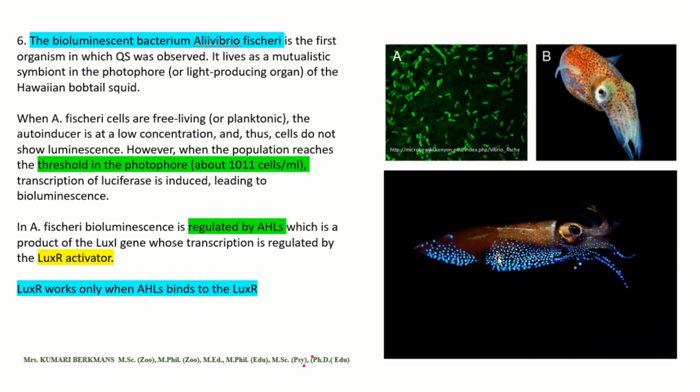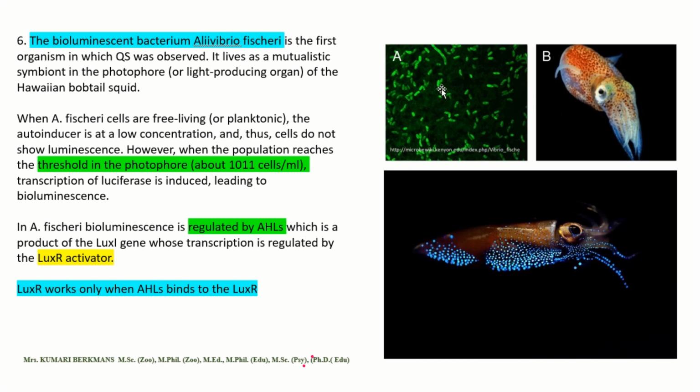Usually where does this bacteria live? Aliivibrio fischeri lives in the body of the squid. It is more than commensalism; we can see this is a mutualistic symbiont in the photophore of the squid. That squid is called the Hawaiian bobtail squid. So this bacteria and this squid are in a mutualistic symbiosis, the relationship between this bacteria and the squid.